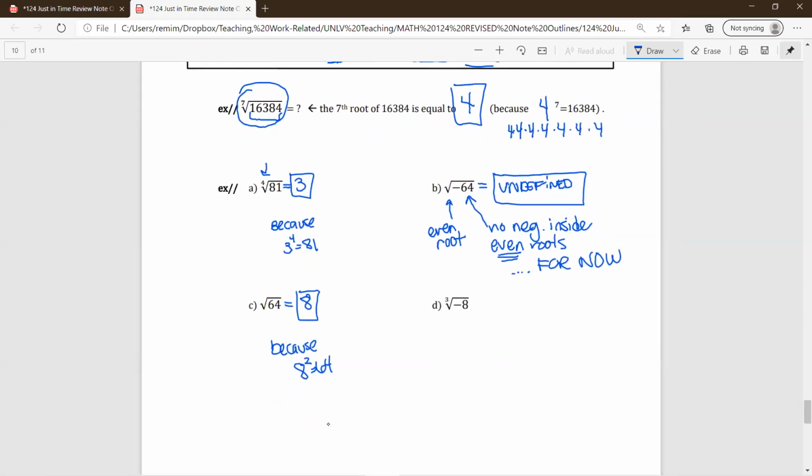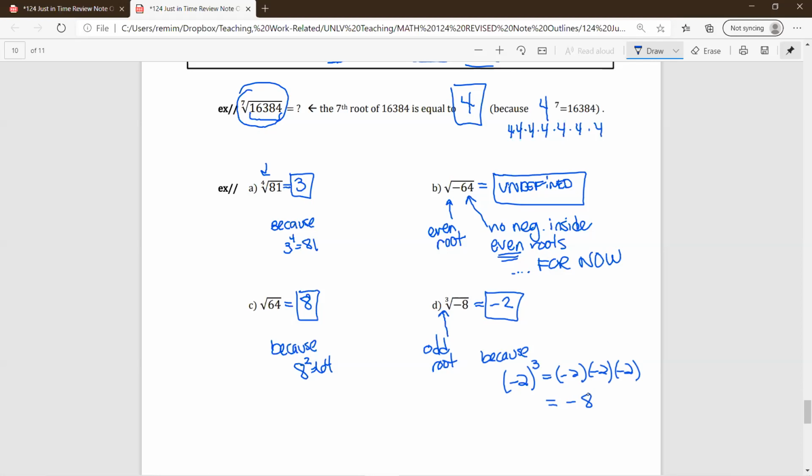Part D, so now we have an odd root, cube root. So this time we don't have to worry about the negative inside an even root. So think about a number that when you multiply it to itself 3 times, you get negative 8. That's going to be negative 2. Because if we take the number negative 2, the whole number, and raise it to the 3rd power, we get negative 2 times negative 2 times negative 2, which is negative 8. Okay.